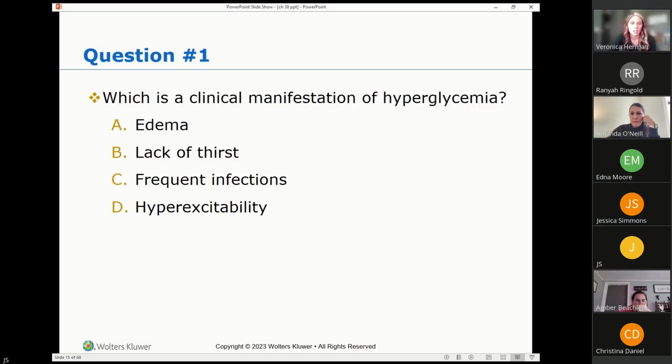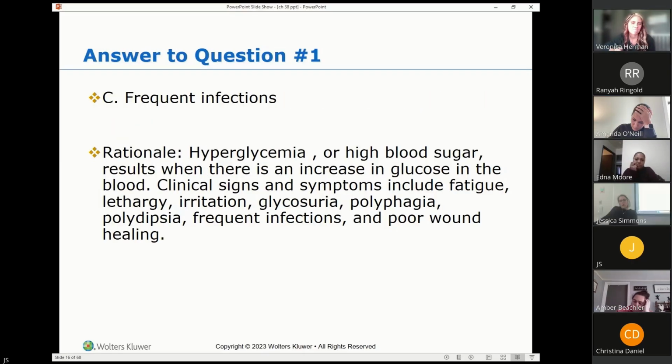Would that be C? Yes. Manifestation of hyperglycemia: frequent infections. The rationale: hyperglycemia or high blood sugar results when there is an increase in glucose in the blood. Clinical signs and symptoms include fatigue, lethargy, irritation, glycosuria, polyphagia, polydipsia, frequent infections, and poor wound healing.